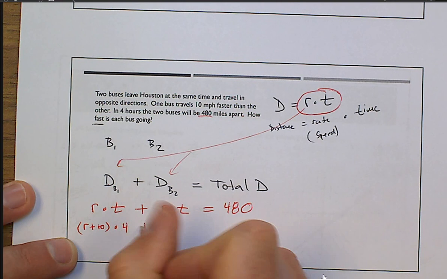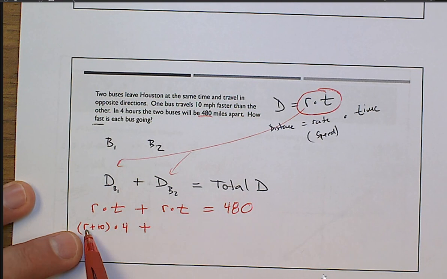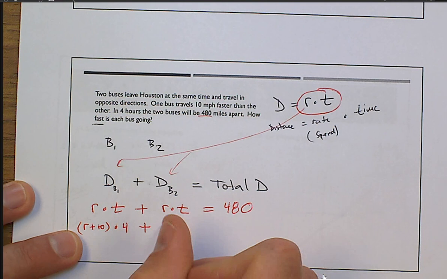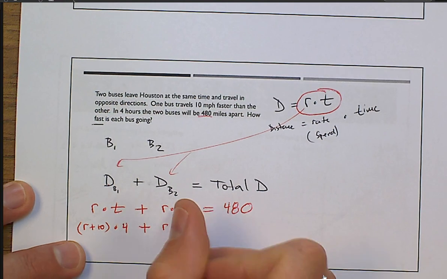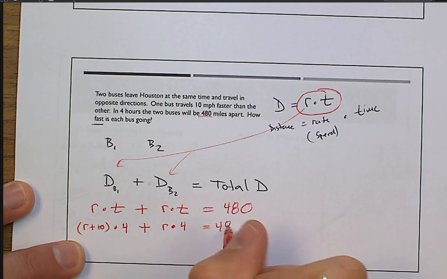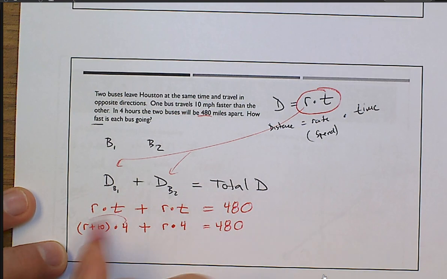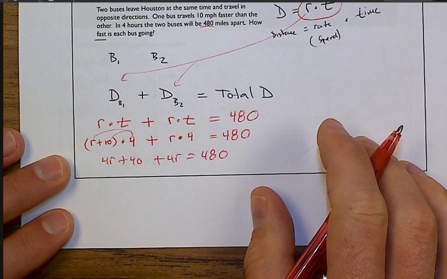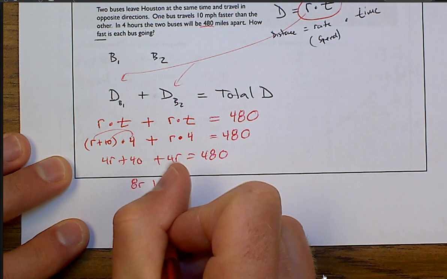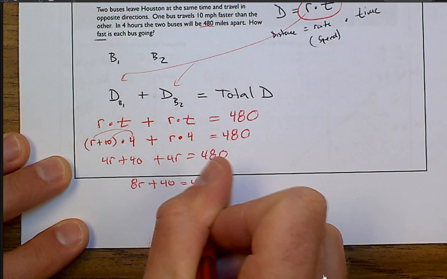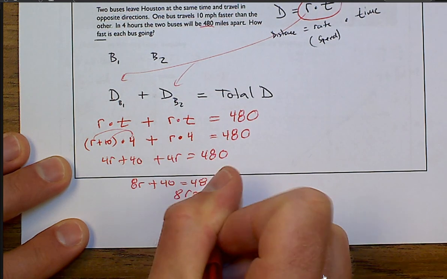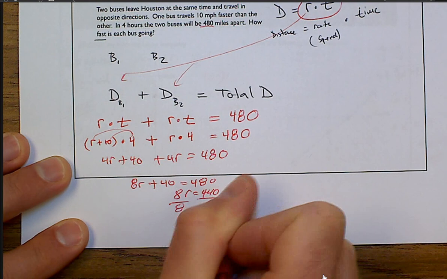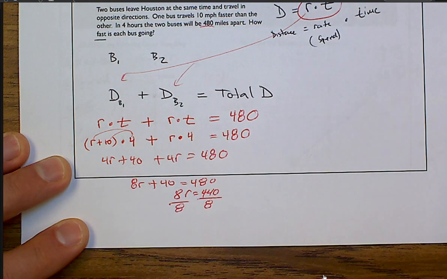Plus, now, if one bus was 10 miles an hour faster than the other, the other bus is just going to be R, and the time for that bus was still 4. And so that's how you plug that in. Now you have to distribute the 4 through, so 4R plus 40 plus 4R equals 480. That's going to give me 8R, put my like terms together, plus 40 equals 480. 8R equals 440, divide by 8. So I get 440 divided by 8, and I get 55.